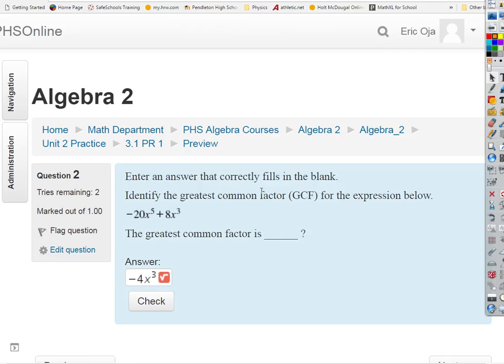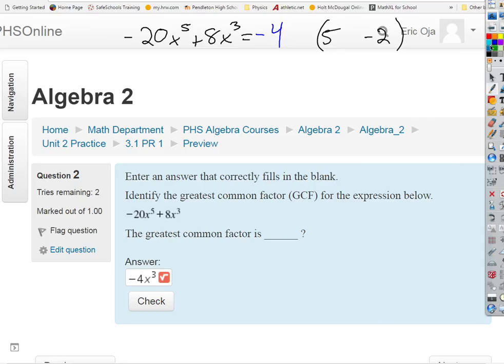So let's see what we're left with if we do that. So we start off with negative 20 x to the 5th plus 8x cubed. And you told me that the biggest number that goes into both of those is negative 4, correct? Okay, so let's write what's left over. Negative 4 times what is negative 20? Positive 5, okay. Negative 4 times what is positive 8? Negative 2.